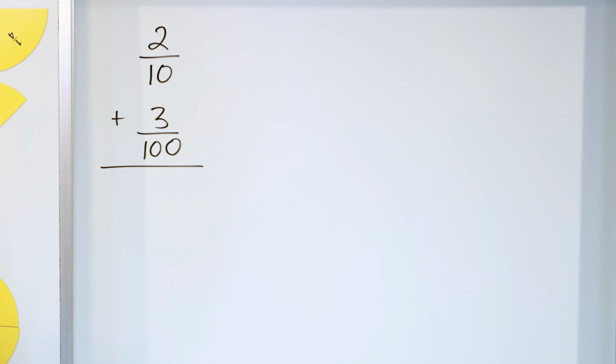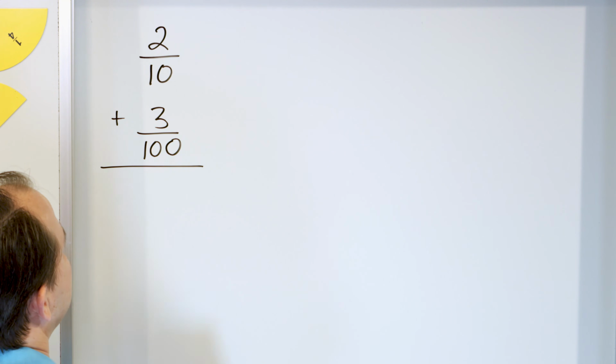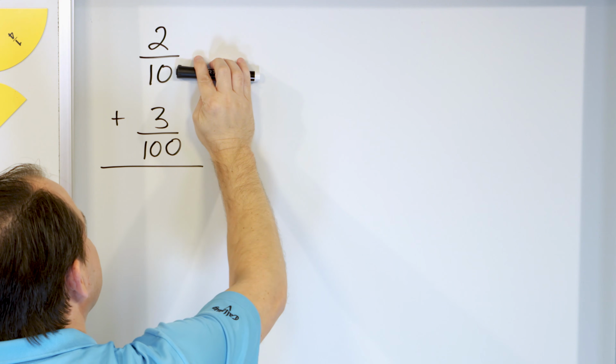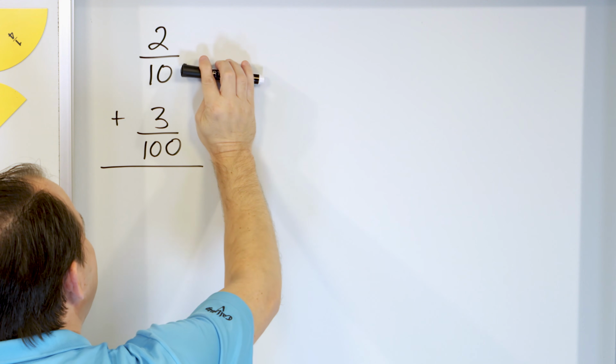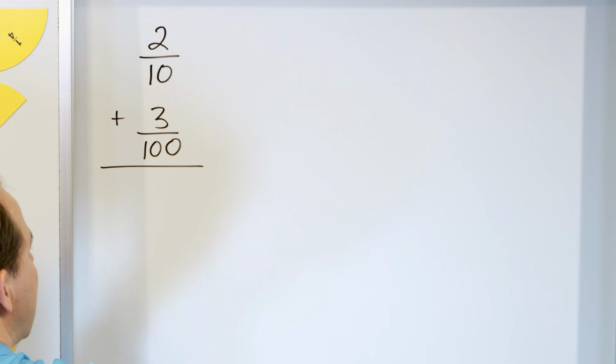But what we know is that we just need to change one of these or both of these to have the same bottom number. What happens if I change this by multiplying by 10? If I multiply by 10, 10 times 10 is 100, then it would match this denominator. That is the strategy we're going to use here.